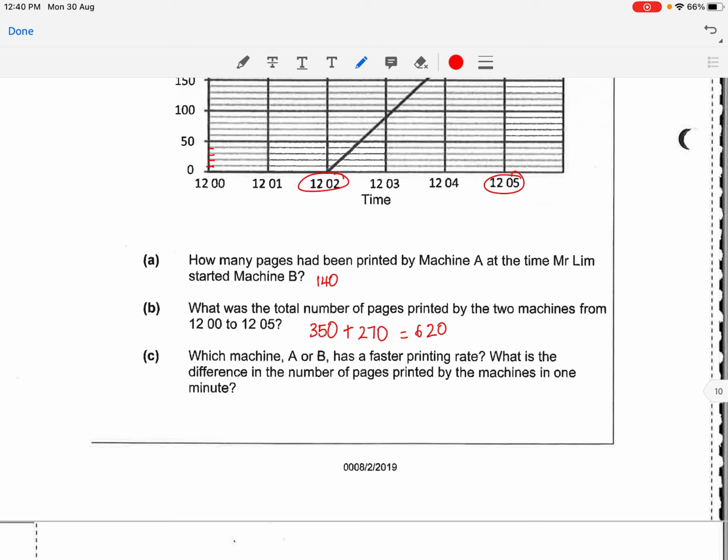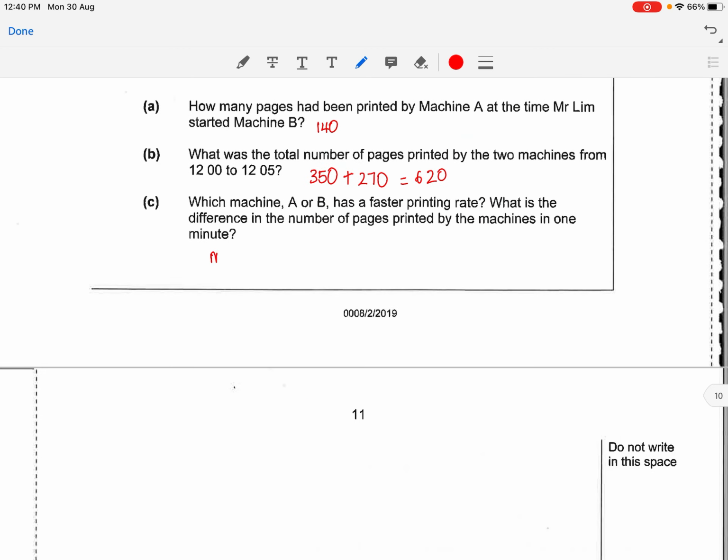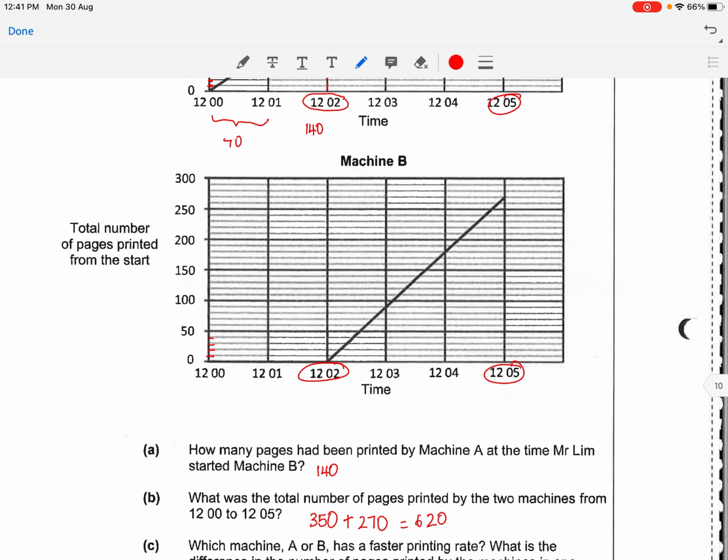Okay, for part C, which machine A or B had a faster printing rate? What is the difference in the number of pages printed by the machine in 1 minute? So let's go back to this again. In 1 minute, how many pages will machine A print? So in 1 minute, I know that machine A can print 70 pages. So I'm going to go and label here machine A, 1 minute, 70 pages. So I will go back to my second line graph.